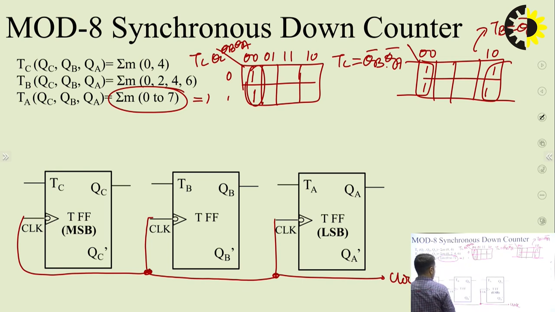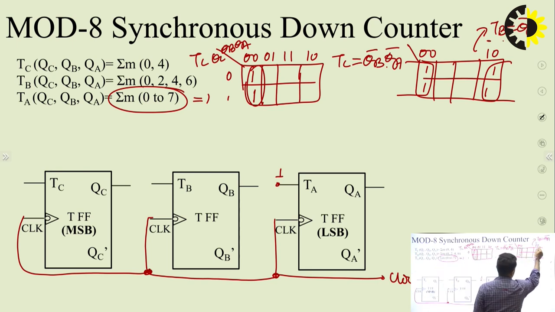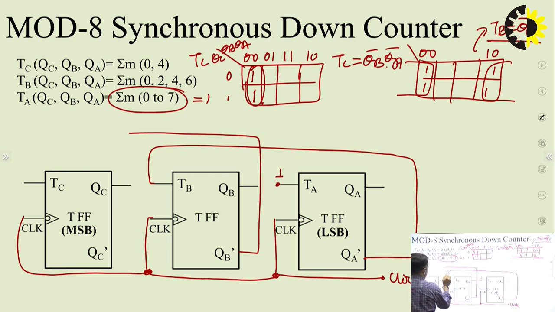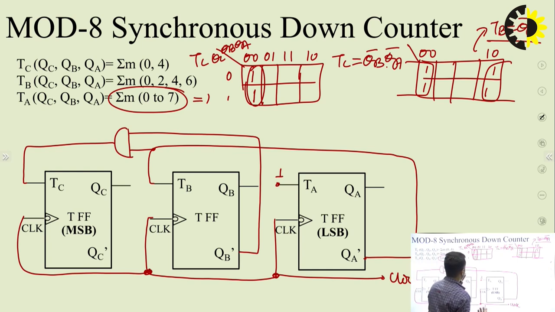And TA will be connected to 1. This TA is connected to 1. TB is going to be connected with QA bar. So, this is QA bar. It will be connected to TB. Similarly, TC is going to be connected with QB bar, QA bar. So, this is QB bar and this is QA bar. This is going to be connected with TC. Okay. So, these are the 3 connections which were available from the K-map.